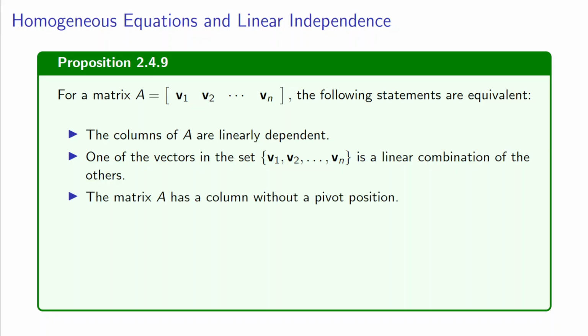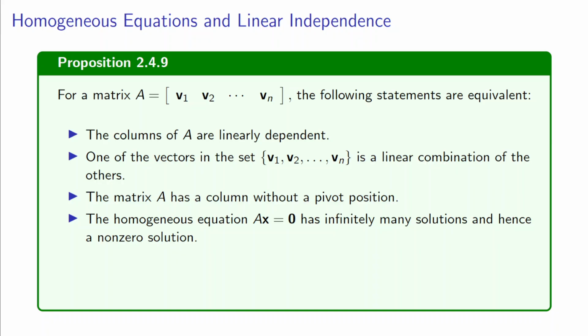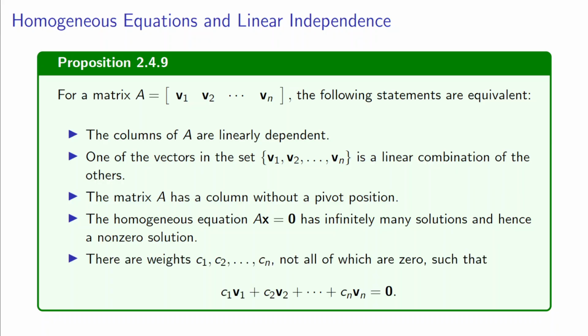The matrix A has a column without a pivot position. We saw that in the previous video, when we can tell if vectors are linearly dependent or independent, and so this is one way to tell based on pivot positions. The homogeneous equation Ax equals 0 has infinitely many solutions, and hence a non-zero solution, or a non-trivial solution. That's what we were exploring in this video here.